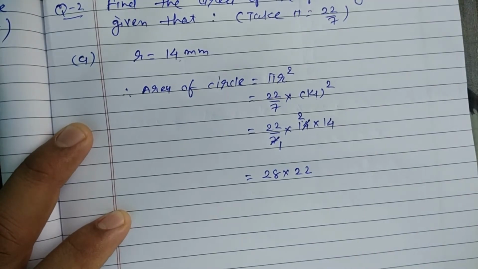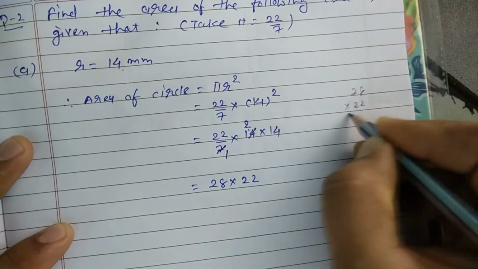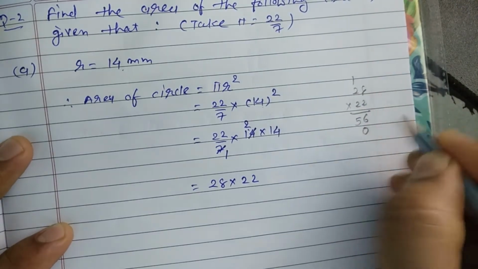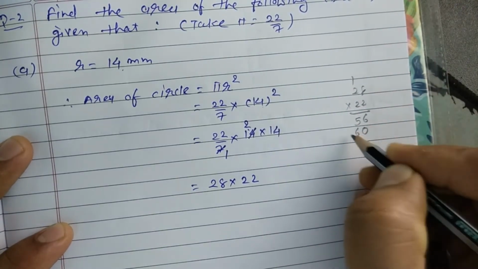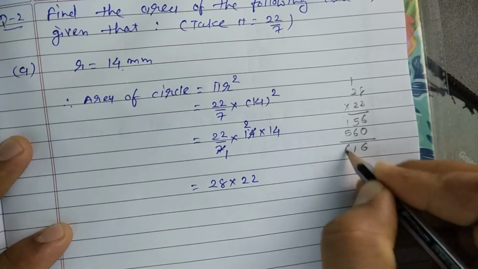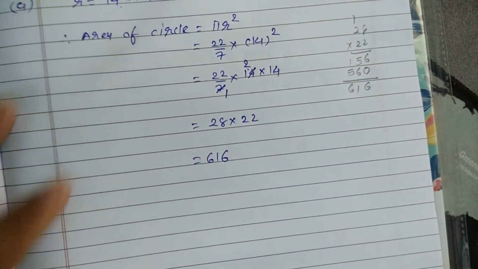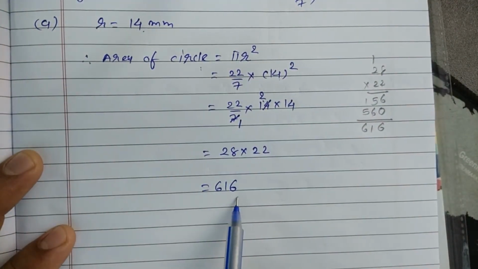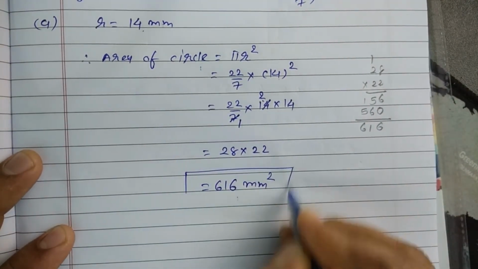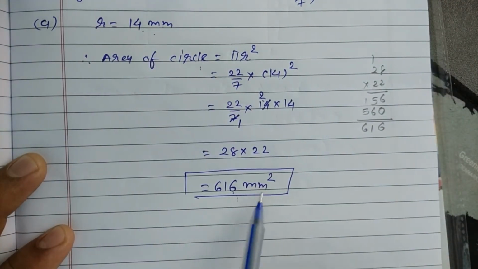Here we have to do this multiplication. So here we will do 28 multiplied by 22. 8 twos are 16, carry 1. 2 twos are 4 plus 1, 5. Then 0. 8 twos are again 16, so 6 and carry 1. 6 plus 0, 6. 5 plus 6, 11. 1 plus 6, 6. So it is 616. Now the area of the circle is 616. What will be the unit? Here millimeter is given, so the unit will be millimeter square. So the area of the circle having radius 14 millimeter is 616 millimeter square.